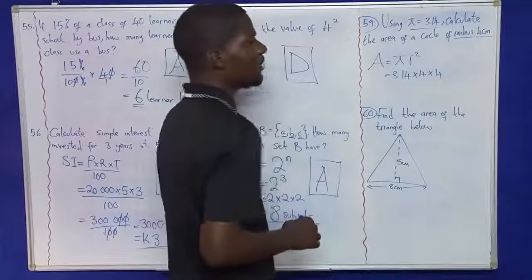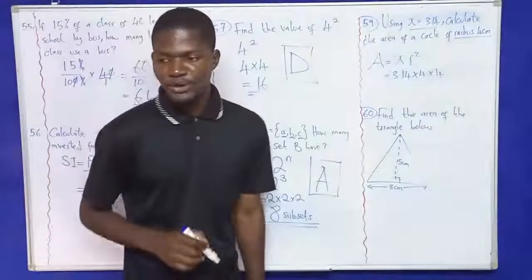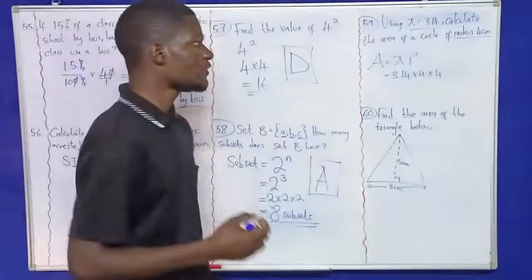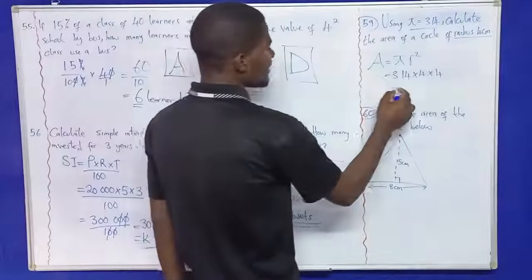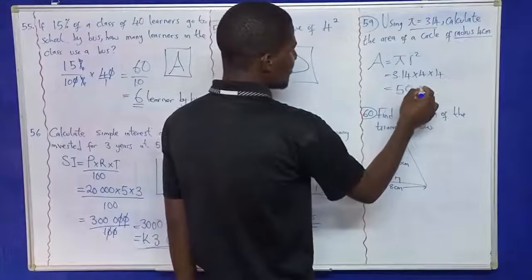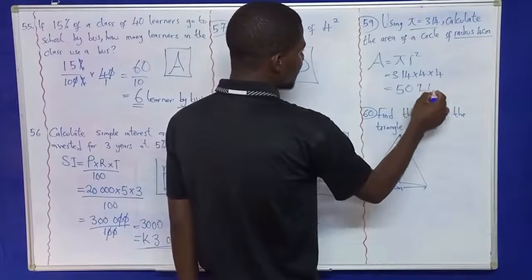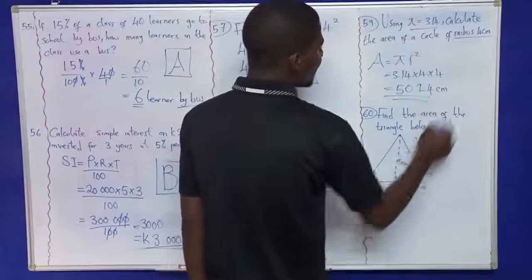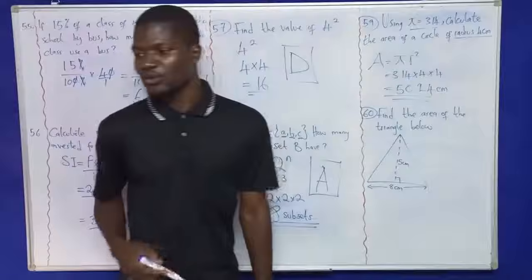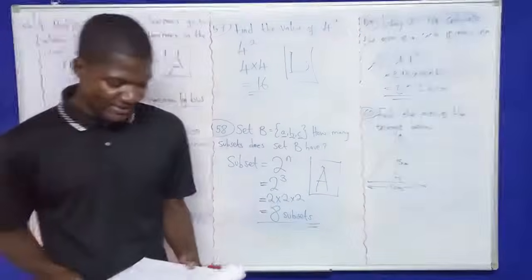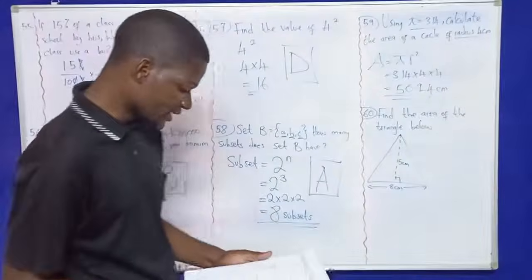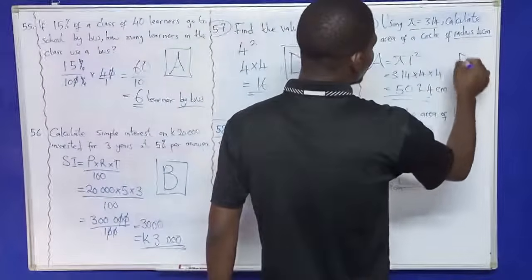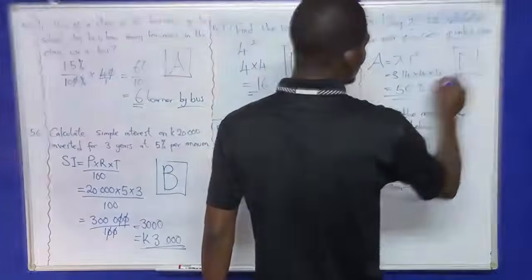So if we multiply 3.14 times 4 times 4, this gives us 50.24 centimeters. 50.24 centimeters, and that answer was represented by option D. Option D. So for 59, the answer was D.